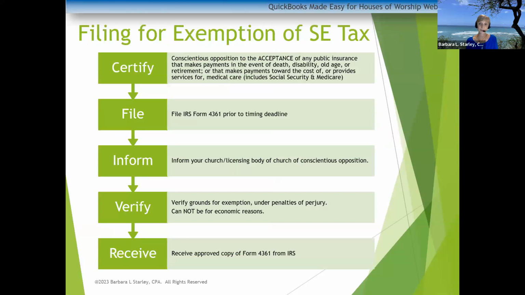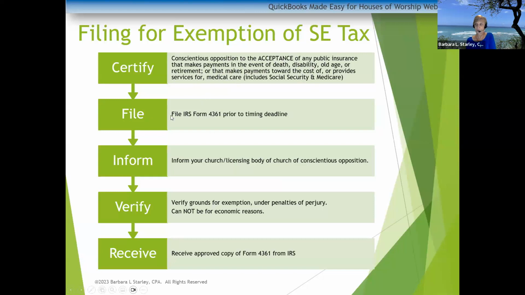So if you do file an exemption form 4361, you are certifying, and this is exactly off the form itself, that you're conscientiously opposed to the acceptance of any public insurance that makes payments in the event of death, disability, old age, or retirement, or that makes payments toward the cost of or provides services for medical care. Doesn't that sound a lot like Social Security and Medicare? So you're basically saying, I'm opposed to accepting that as part of the 4361, for religious reasons, by the way. For religious reasons. So when you fill that out, you're signing that under penalties of perjury.